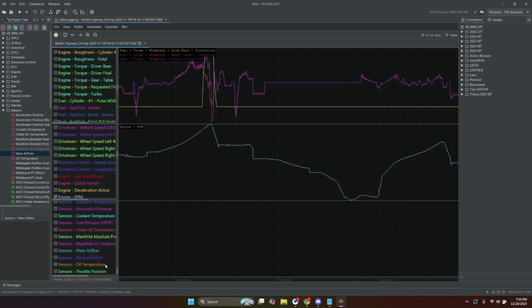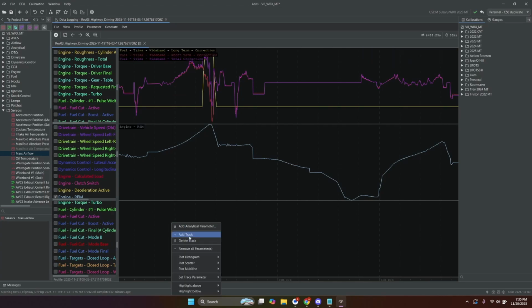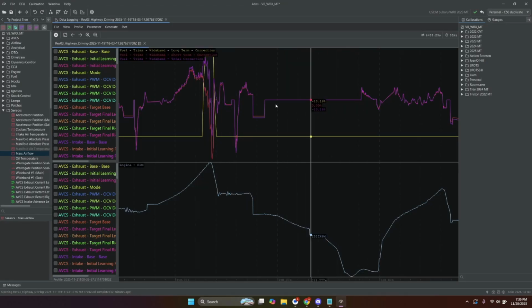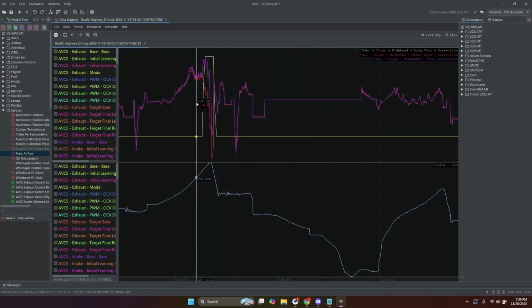So let's see here. For dialing VE, I think these are the only 2 tracks we really need to start off with. What we have up top is your fuel trims, the same as we had for MAF: wideband long-term, wideband short-term, and wideband total, and total is the one we realistically care about at the end of the day. And then we have engine RPM down here. 0 is always the goal for your trims.